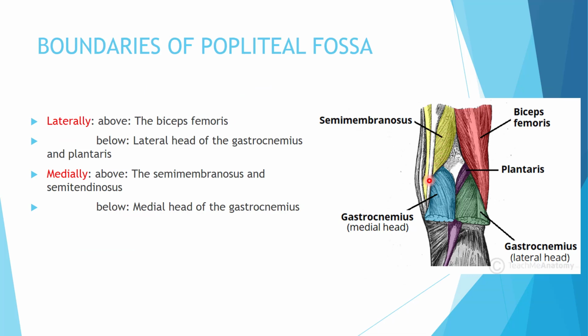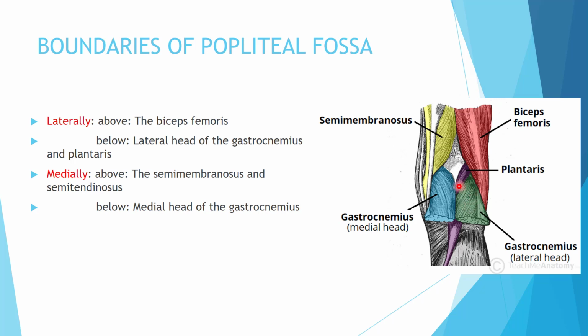Now the boundaries of the popliteal fossa. See here, because it is an intermuscular space, there are muscles around it. Laterally it is bounded above by the biceps femoris muscle. See here, this is the muscle of the posterior compartment of thigh. This is the lateral muscle, biceps femoris. It is bounding laterally and above.